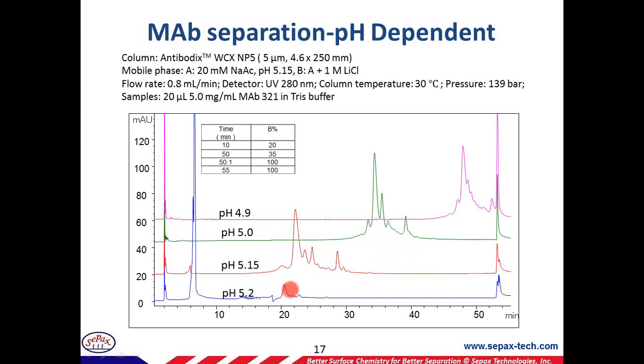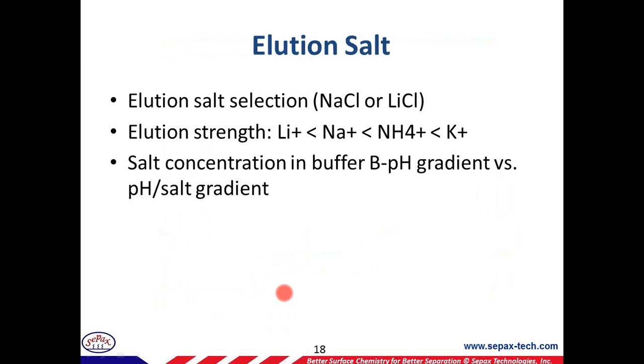However, it's not a never-ending adjustment. We can see at pH 5.2, most of the mAb comes out in the flow through and only a little bit got separated here. So the optimum pH here is 5.15. We get a really good separation with this gradient. So pH adjustment will have a really big impact on the separation, and in this case the mAb separation is very sensitive to the pH adjustment. Okay, so we talked about the pH impact for the buffer system.